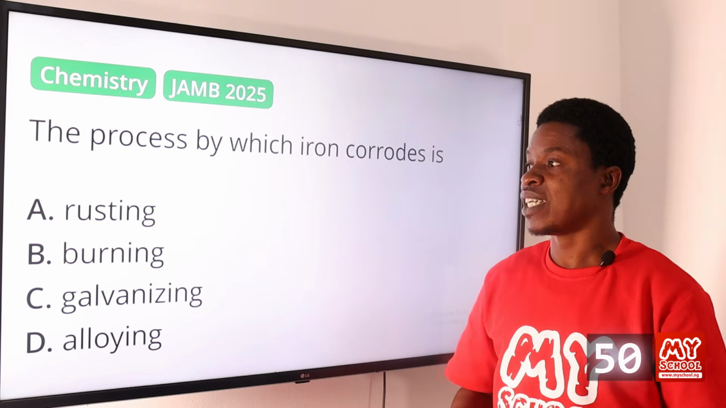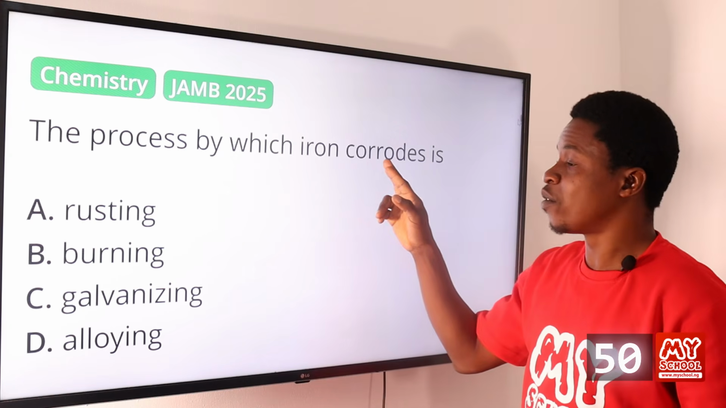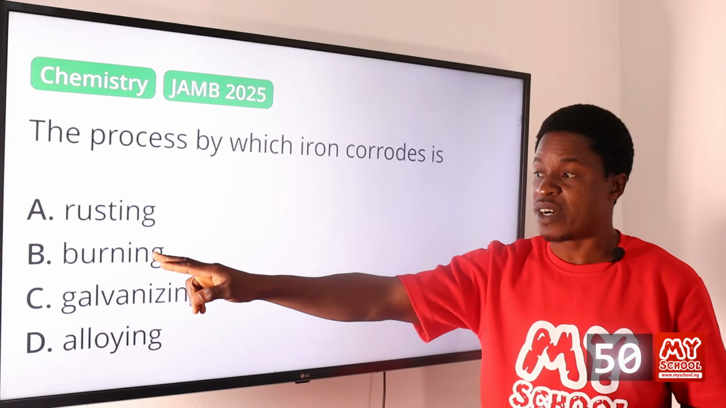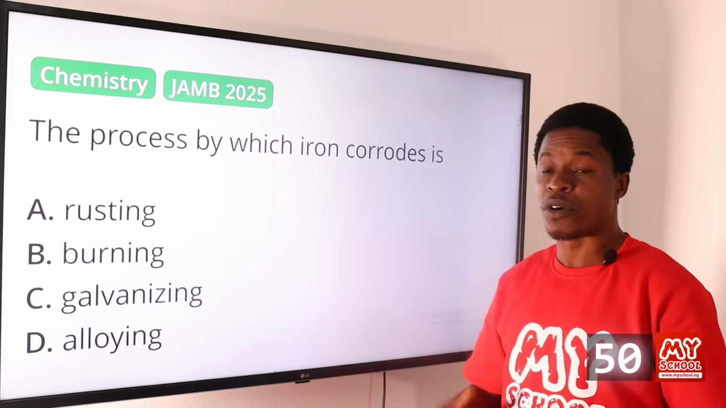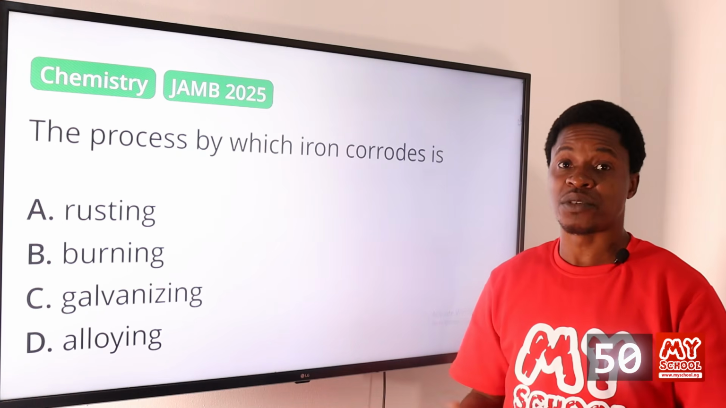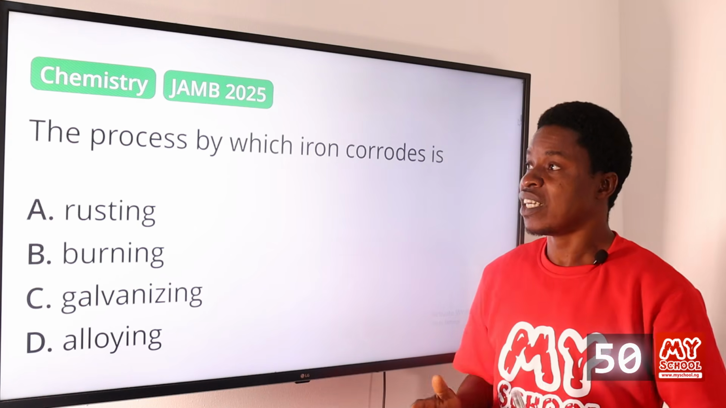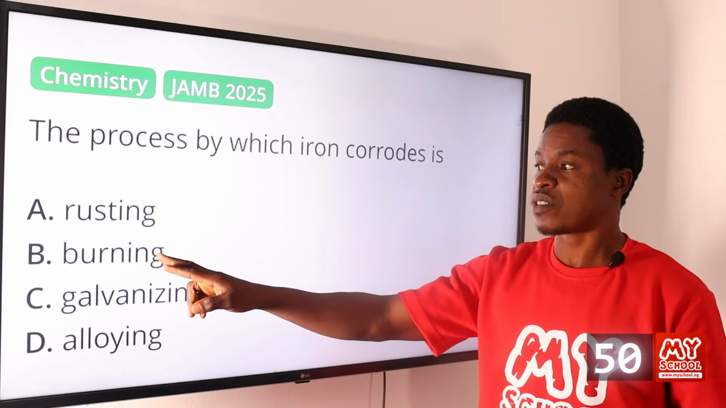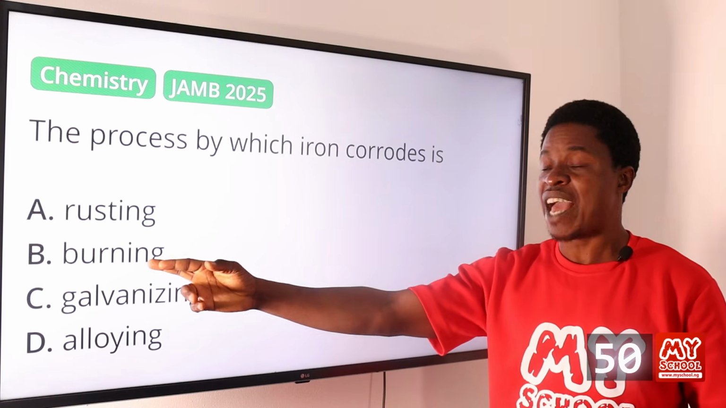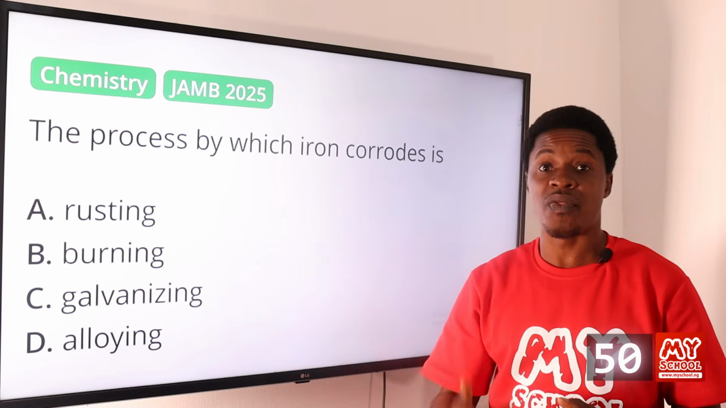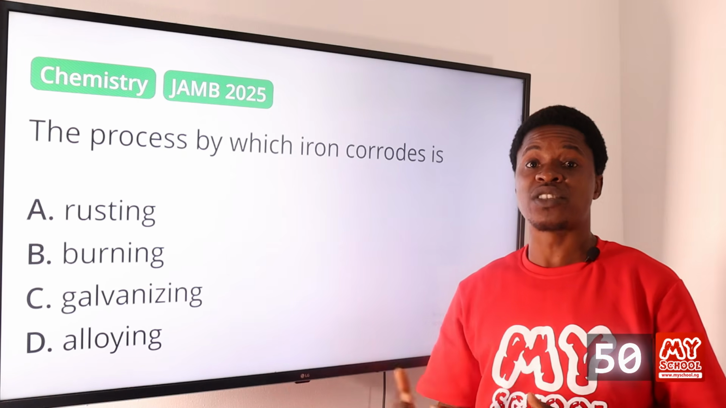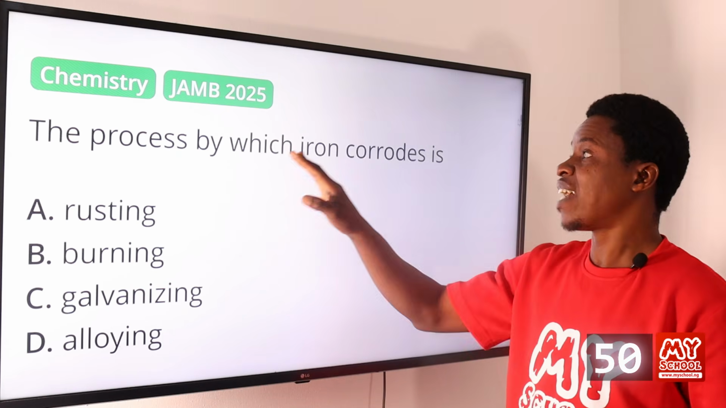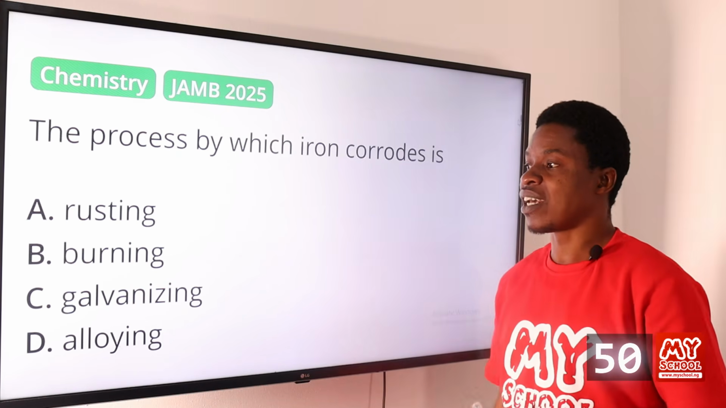Option B says burning. Don't forget that iron corrosion or rusting is a gradual process, but burning is a rapid reaction, in fact combustion. You burn it and everything gets reduced. So burning is not the process of iron corrosion. In burning, the iron just reacts with oxygen, and for complete combustion the products are not what we have in iron corrosion.